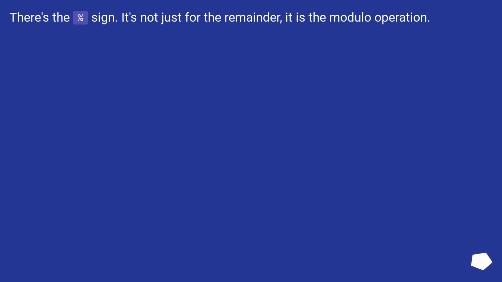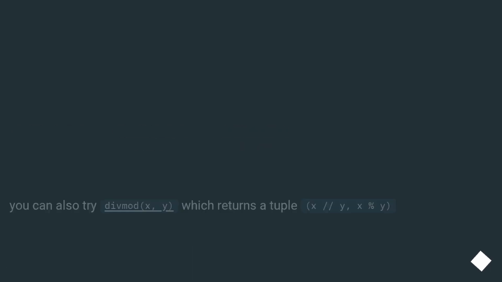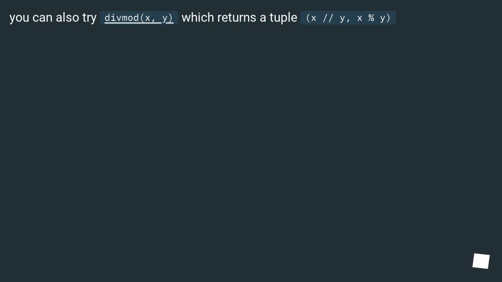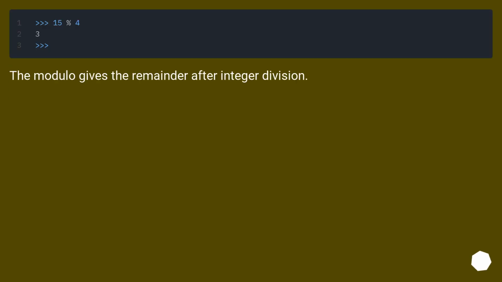There's the percent sign. It's not just for the remainder, it is the modulo operation. You can also try divmod(x, y), which returns a tuple (x / y, x % y). The modulo gives the remainder after integer division.